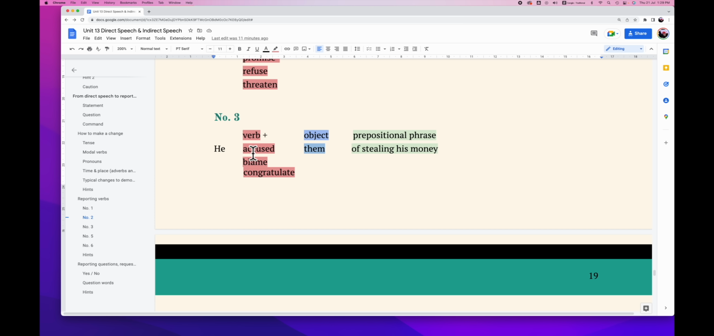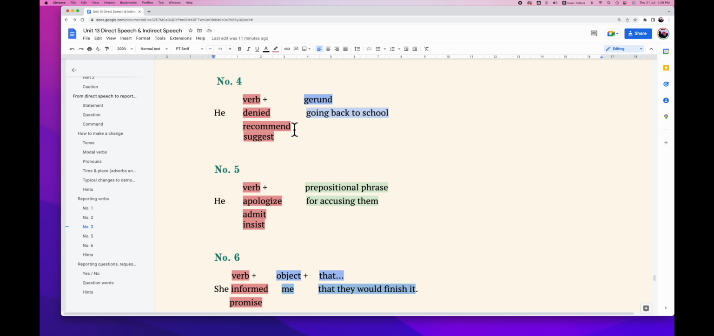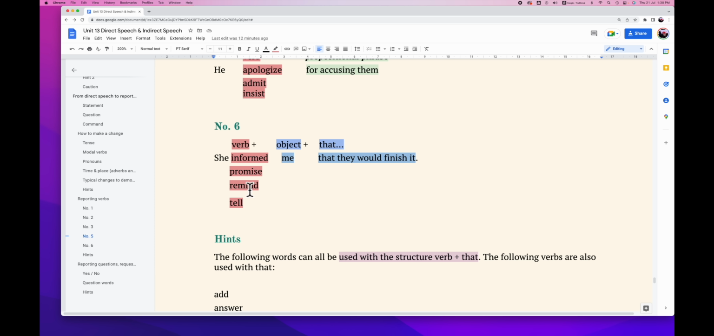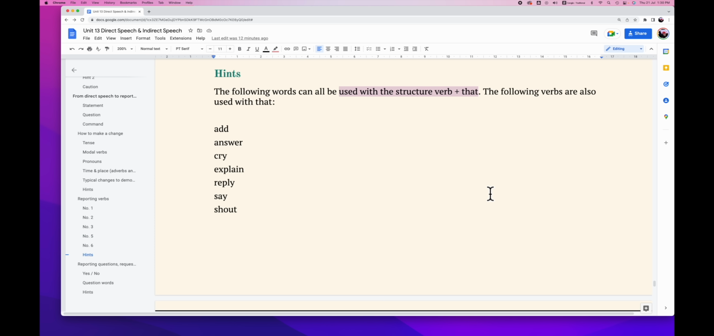Number three, the words accuse, blame, congratulate. You have to have an object plus a preposition phrase. And number four, deny, recommend, suggest, simply plus a gerund. And number five, apologize, admit, insist, plus a preposition phrase. Number six, inform, promise, remind, tell, plus an object, me, and a that clause. There are some more hints that we have to care about when we are using these reporting verbs.